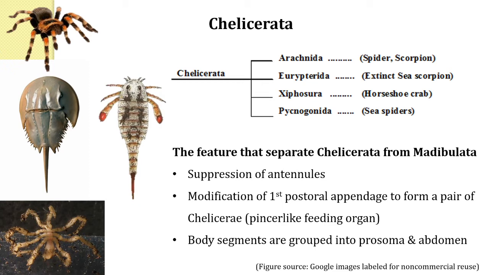And the second one is the modification of the first post-oral appendage to form a pair of chelicerae. This chelicera is a pincer-like feeding organ, which is another characteristic feature of the Chelicerata that separates them from the Mandibulata. And the body segments are grouped into the prosoma and the abdomen. That is, there are only two trunk regions, the prosoma and the abdomen.